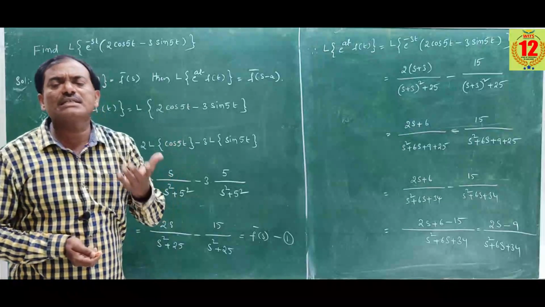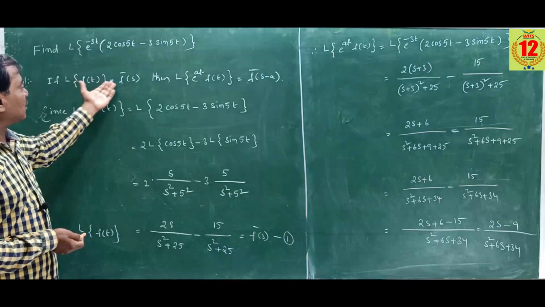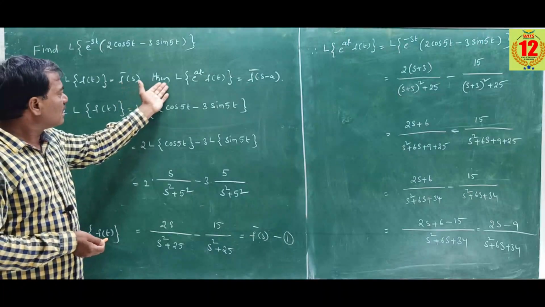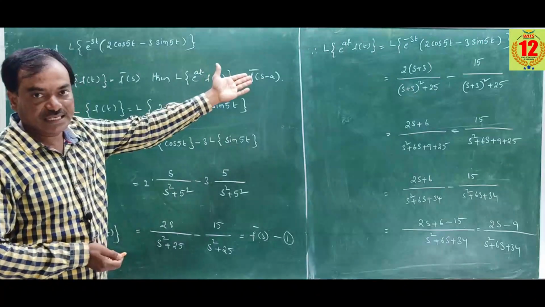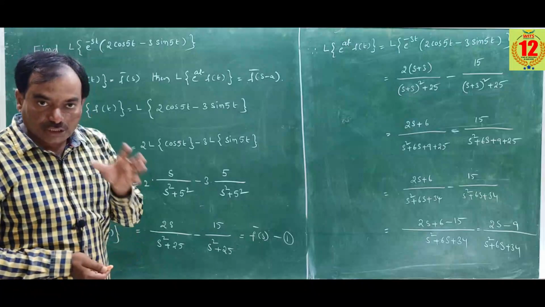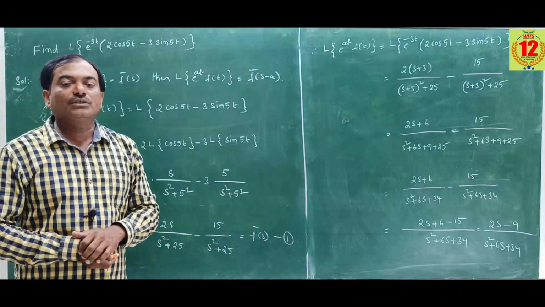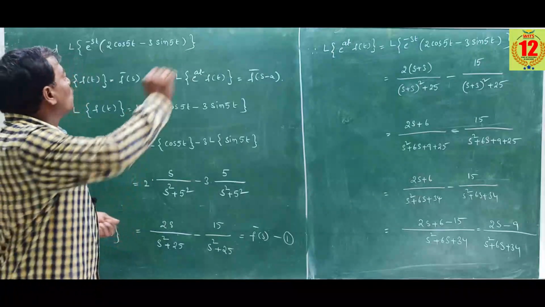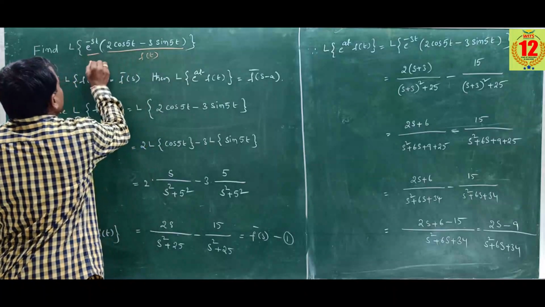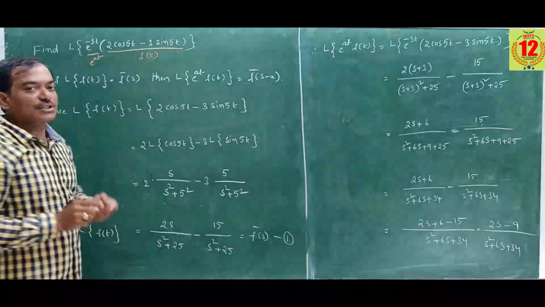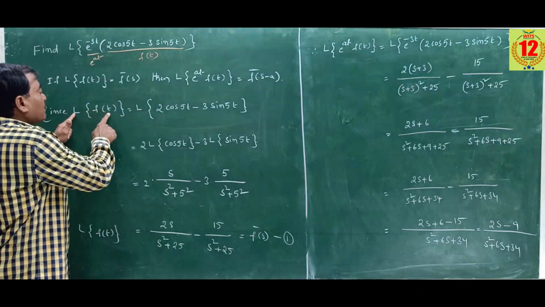So we know what the first shifting property is. If Laplace transform of f of t equals f bar of s, then Laplace transform of e power at f of t equals f bar of s minus a. So in order to find the Laplace transform of the given problem, first we have to find the Laplace transform of f of t. What is f of t here? This is f of t and this is e power at. First we have to find the Laplace transform of f of t.